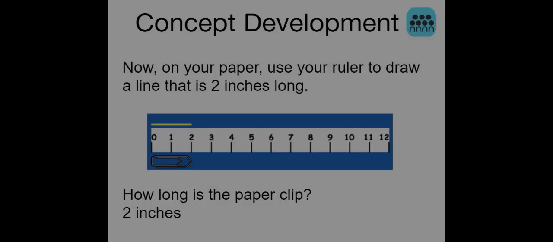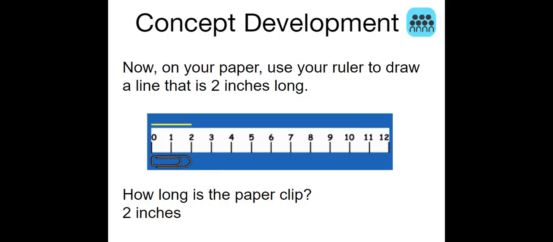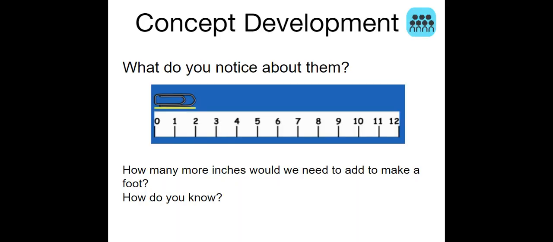Well, if I draw my line, I notice that my line and my paperclip are both 2 inches. So that means that they are the same length. How many more inches would we need to add to make 1 foot? And how do you know?